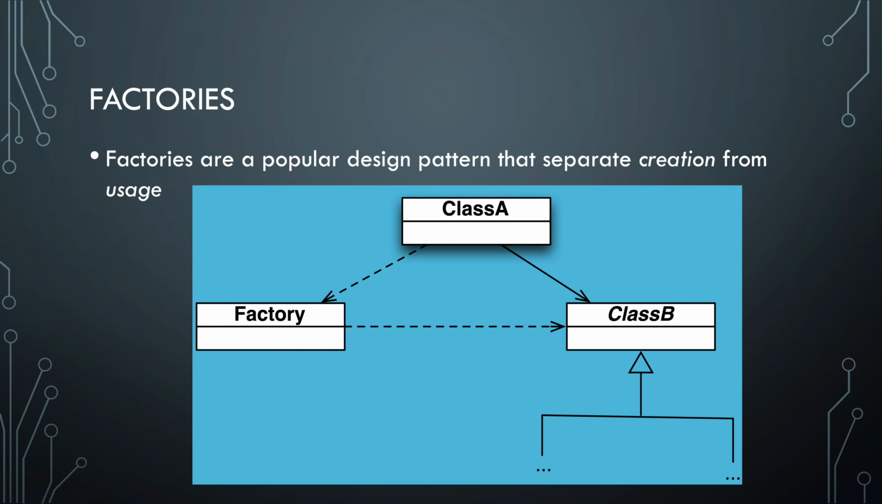This is where the factory pattern comes in. Instead of a class A directly using a concrete strategy, it uses a factory that creates the desired concrete strategy for class A. Class A doesn't know anything directly about subclasses of class B, but the factory does. And class A uses the factory to create the strategy it needs.